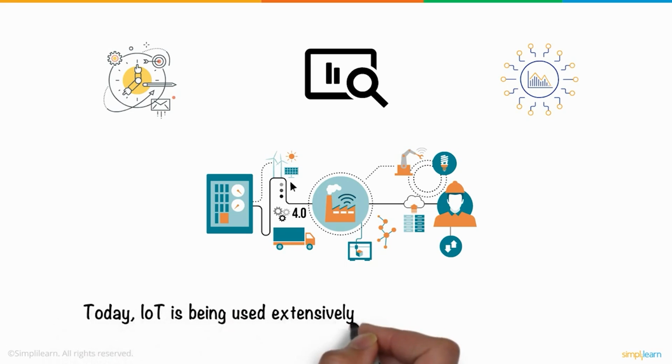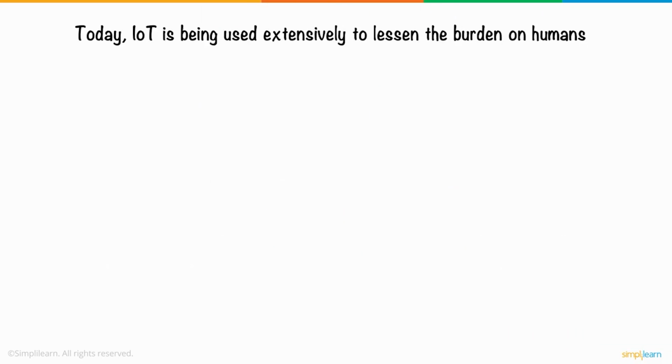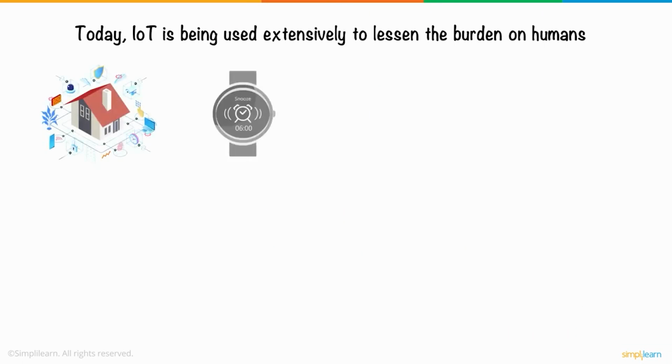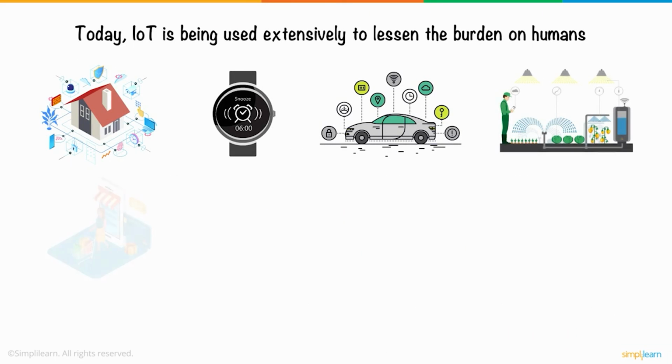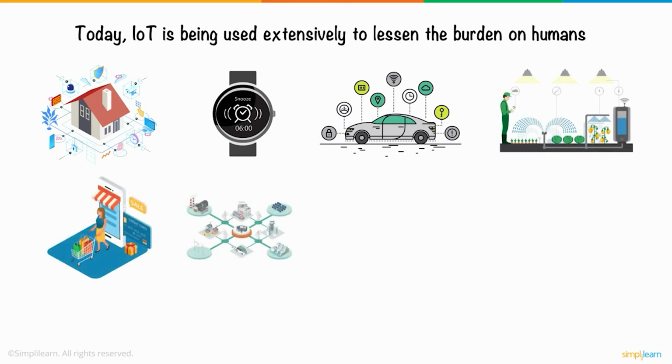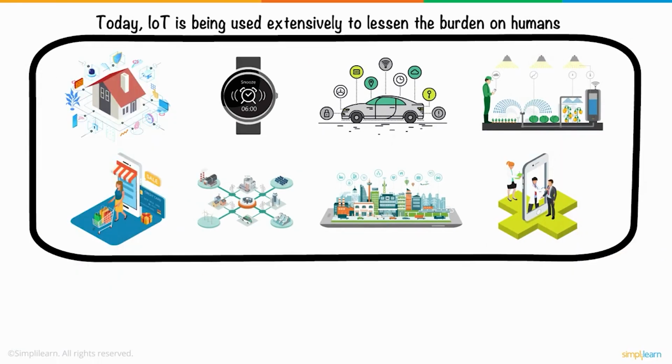Today, IoT is being used extensively to lessen the burden on humans. To name a few, IoT is deployed for smart homes, wearables, watches and bracelets, smart cars, smart farming, smart retail, smart grids, smart city, and smart healthcare. With such a wide spectrum of applications, the future of IoT looks more promising than ever before.